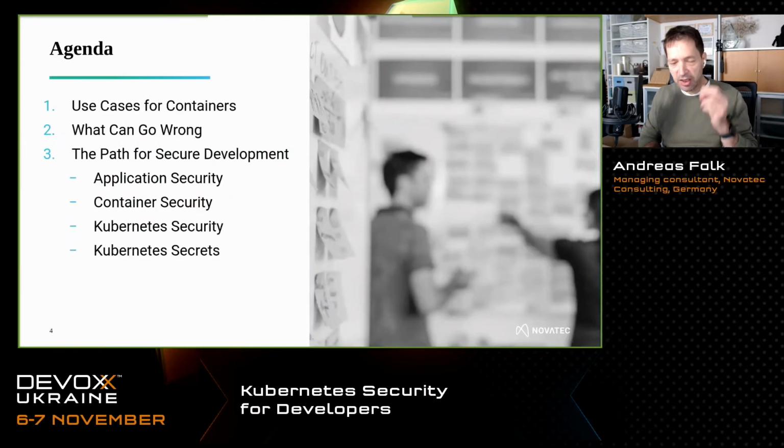So the agenda for today: we have quite a lot of content for the 2 hours. I will start with typical use cases that we have nowadays when we use containers. Then the second part would be a sneak preview: what could possibly go wrong when you're dealing with containers? It could be quite dangerous if you're doing things pretty much wrong. And then the main part will be the third part, the path for secure development. We'll have 4 stages that we'll look into.